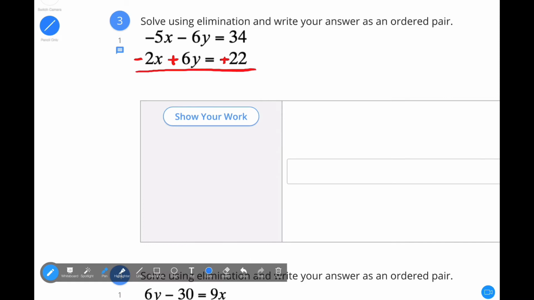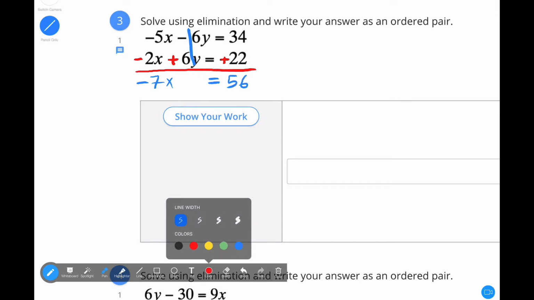Next, what you do is, those two are going to give you a 0, so you can eliminate your y variable. Negative 5 minus 2 is a negative 7x equals 34 plus 22, that's 56. Then you divide by negative 7 to both sides, so x equals negative 8.